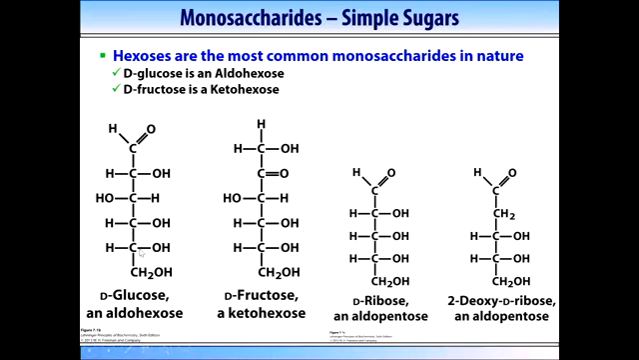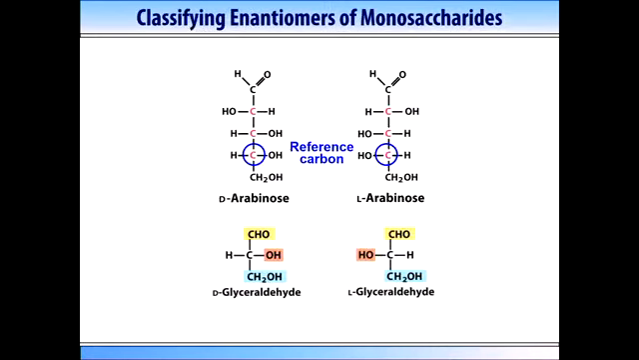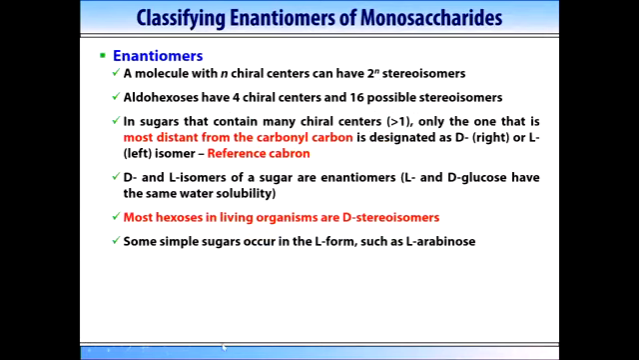You can almost take it as a good rule of thumb that these are the carbons in the middle, excluding the carbonyl carbon. So we have 4 chiral centers, which means that the total number of stereoisomers would be 2 to the power of 4, which is 16. We will see them in a second. In sugars that contain many chiral centers, only the one that is most distant from the carbonyl carbon is designated as the D or L isomer. That is also called the reference carbon.